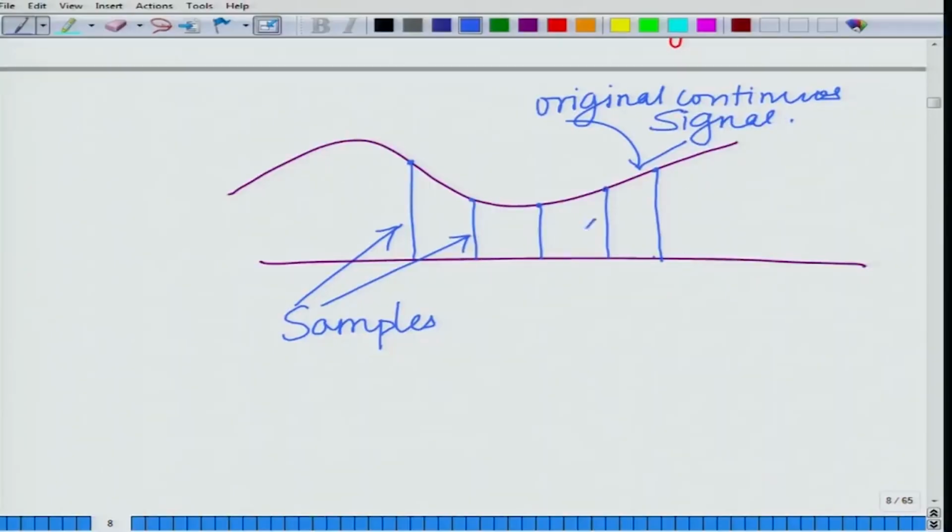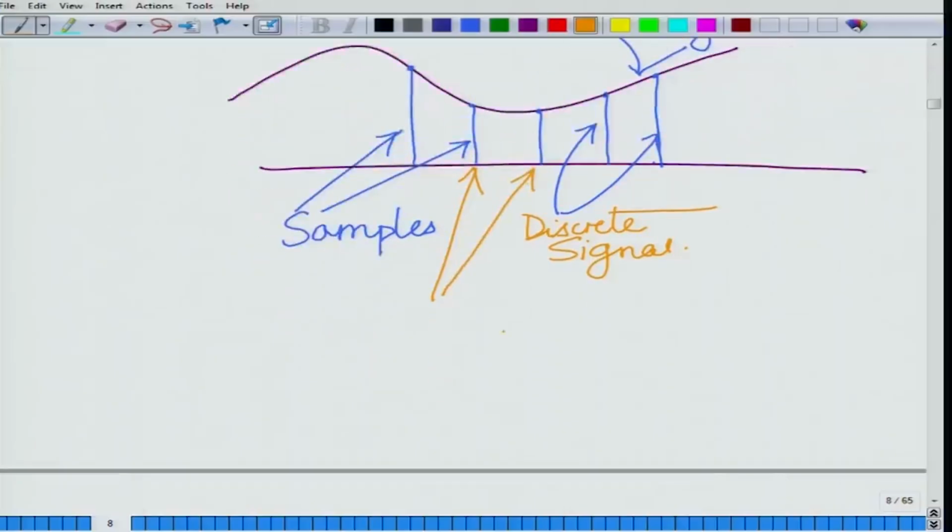These are samples. These are your discrete signal. This is the discrete signal. This comprises the samples, and these are the sampling time instants, or the sampling instants, the instants where you are sampling the signal. These are the sampling instants.